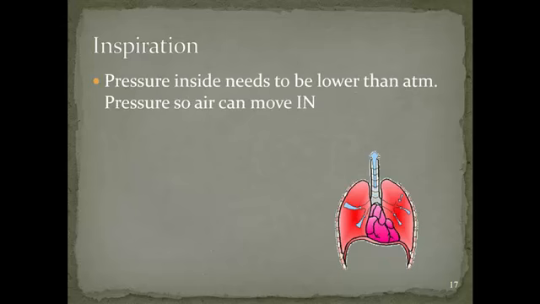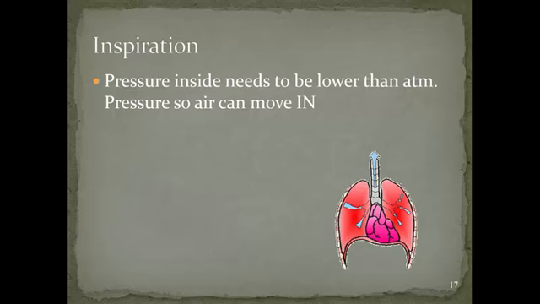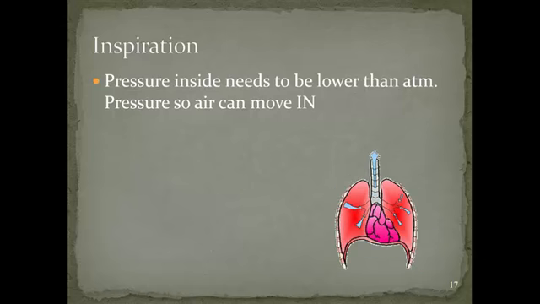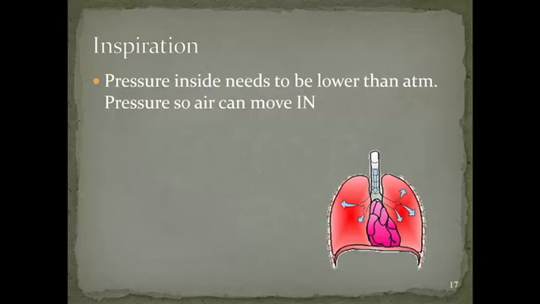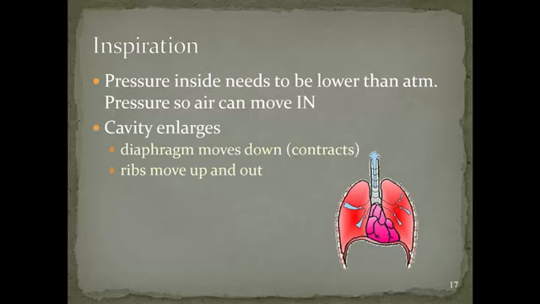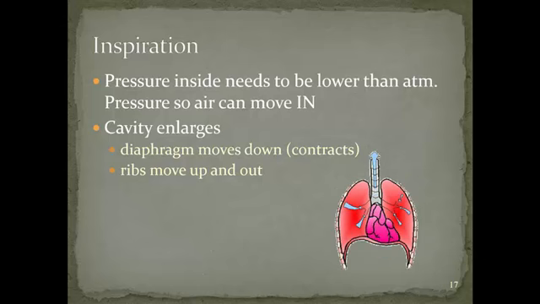So again, inspiration, the pressure inside needs to be lower than the atmosphere. And the only way we can make that lower inside is to make the volume bigger. So notice, when air's coming in, the ribs are up and out, the diaphragm contracts and it moves down, makes the whole cavity bigger. So the cavity enlarges when the diaphragm contracts and the ribs move up and out. This makes the pressure inside lower and air rushes in.